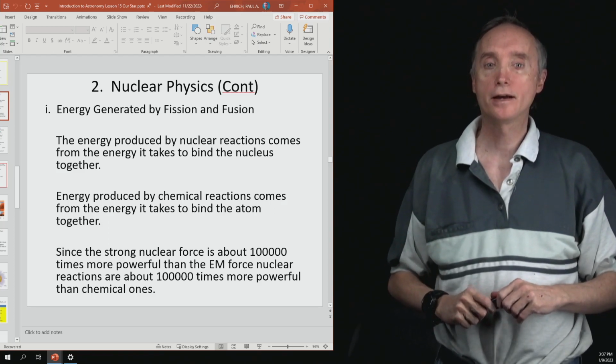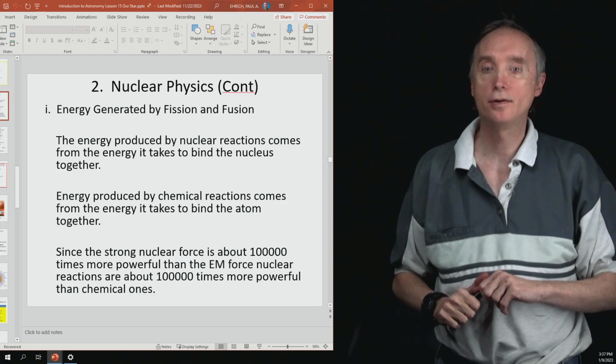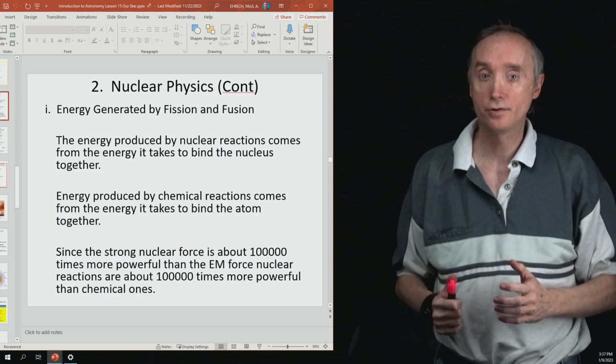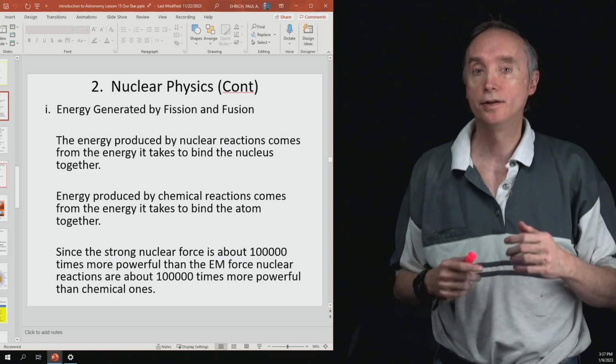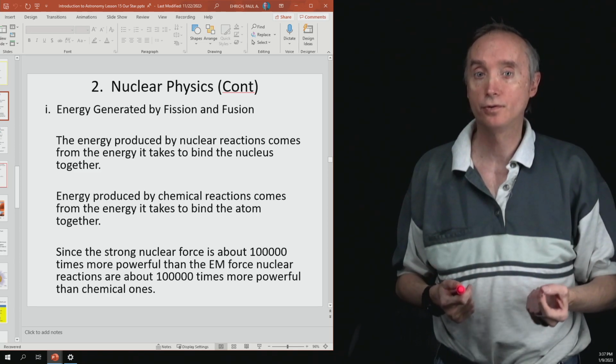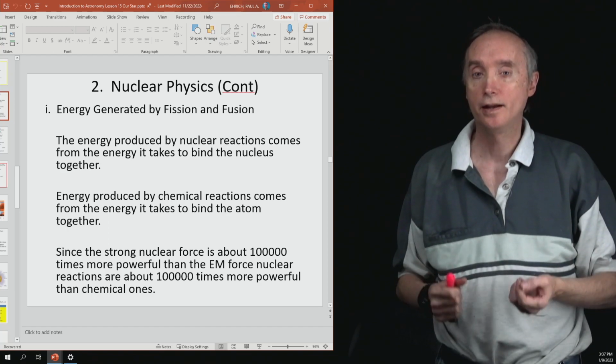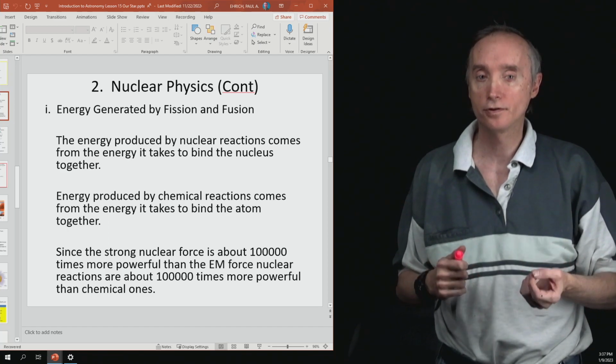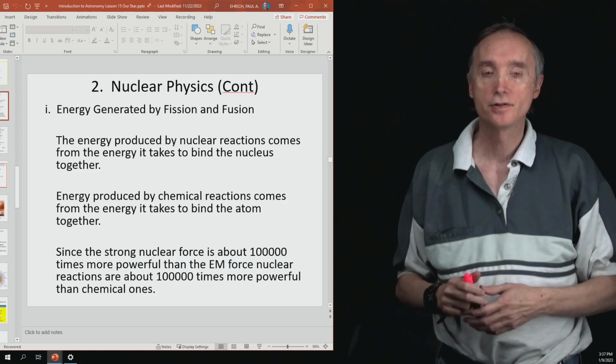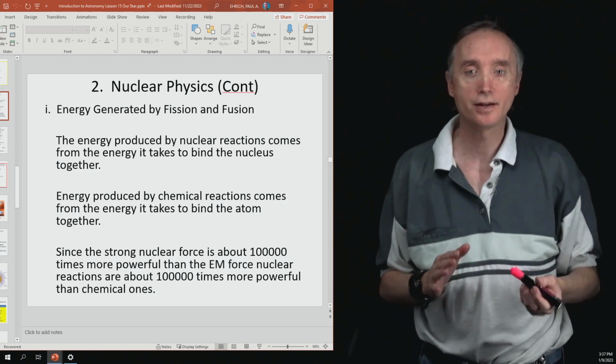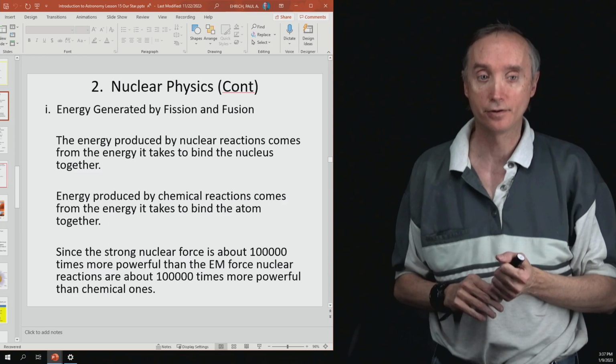Hello and welcome back. And so now we want to talk about where the energy is coming from in either nuclear fusion or nuclear fission. And it has to do with what's referred to as the binding energy. So let's first talk about chemical binding energy.